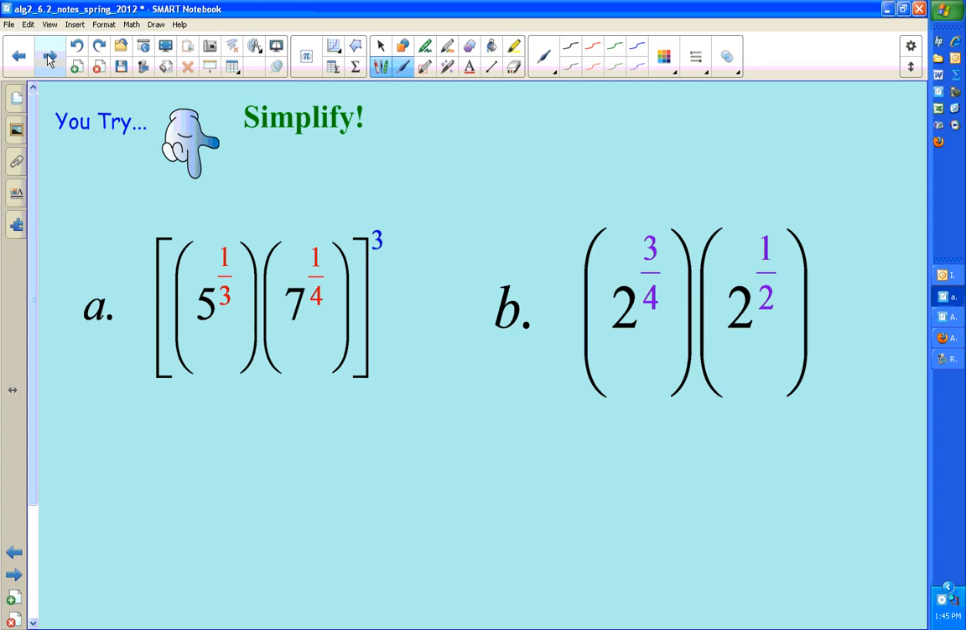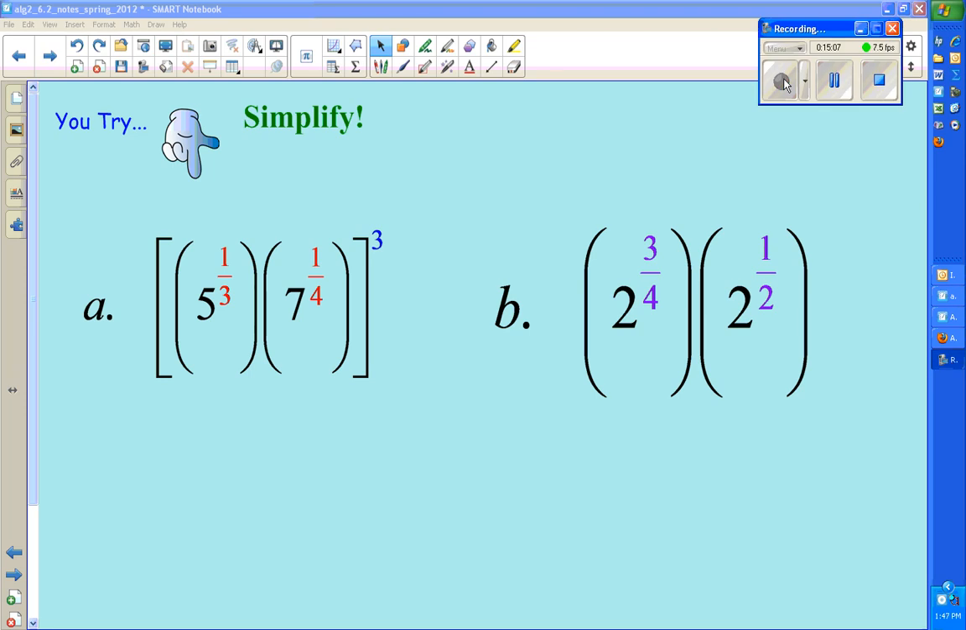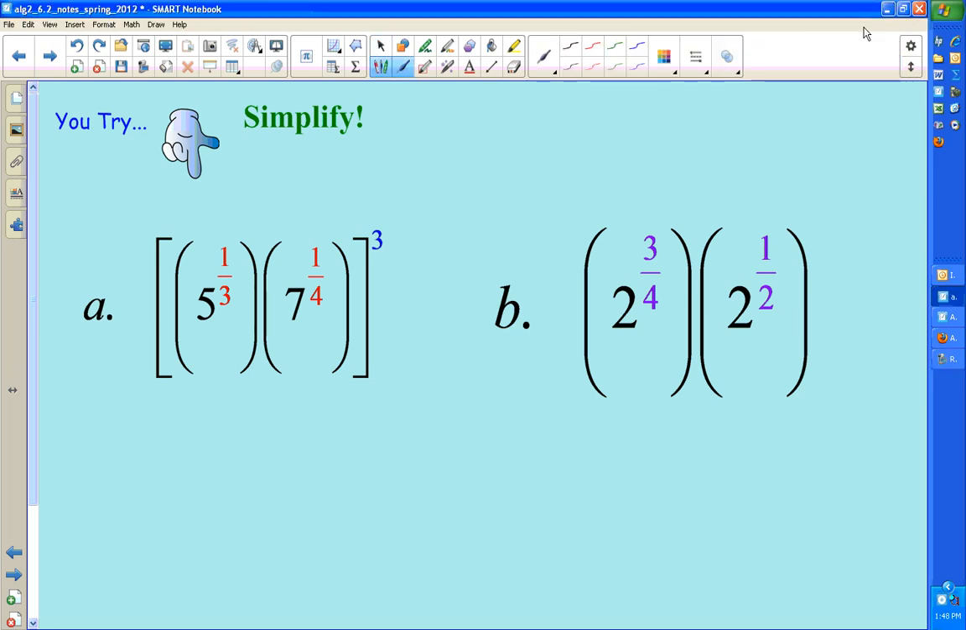Try to simplify these on your own. Okay, so apparently B is easier. Bases are the same. What do you do with your exponents? Add them. So 2 to the 3/4 times 2 to the 2/4 is 2 to the 5/4.